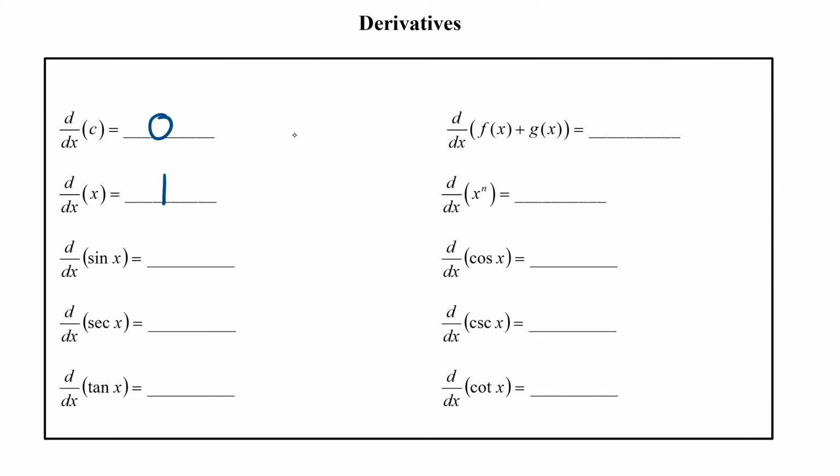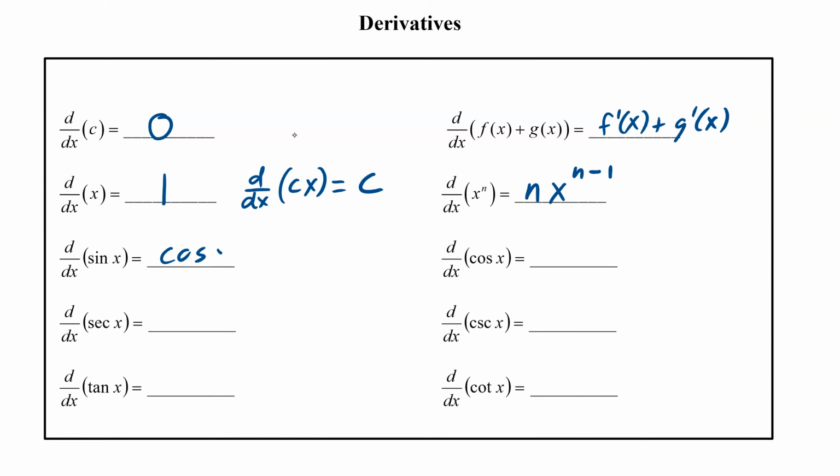Derivative of x would be 1. And so we can actually add to that one a cx. So if you take the derivative of a constant times x, you end up with c. If we take the derivatives of a sum, you're allowed to take the derivatives of the two terms. And then our general power rule would be n times x to the n, and then we subtract 1. Our trig functions: sine was cosine, secant was secant x tangent x, and tangent was secant squared x.